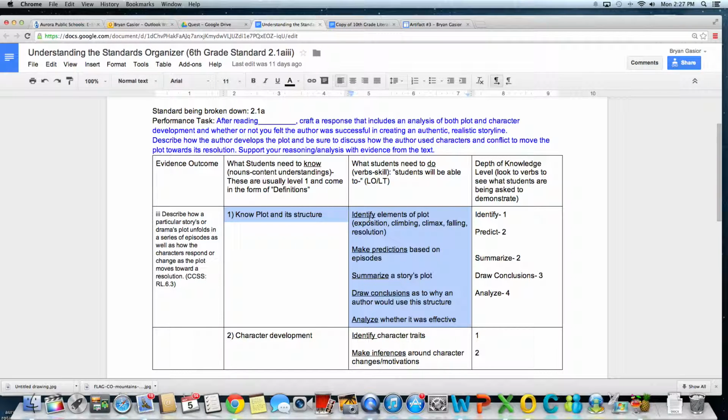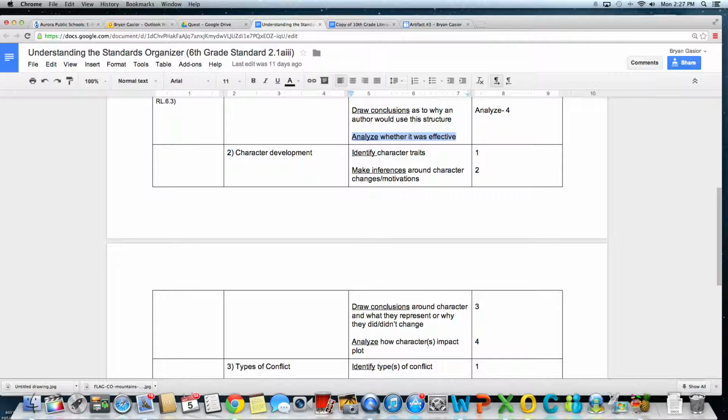Then they need to make predictions based on those episodes. Then they need to summarize the plot and then draw conclusions as to why an author would use this structure. And some of this language could change depending on your performance tasks that you're asking students to do. But primarily, you're moving from identifying elements of plot to drawing conclusions or analyzing whether those specific elements of plot were effective.